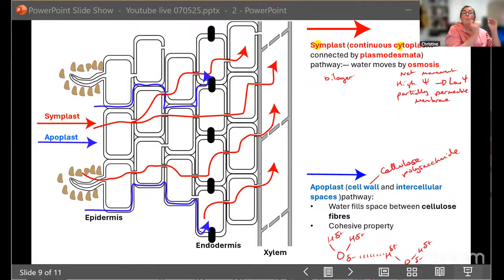Therefore, what's going to happen is mass flow of water, carrying any of the substances that it has collected along the way, is going to be transported through the apoplast pathway.